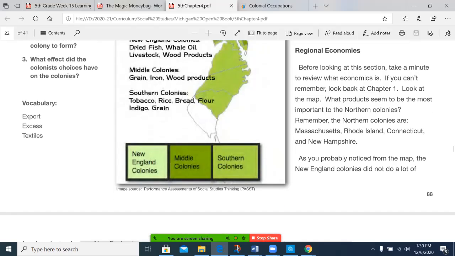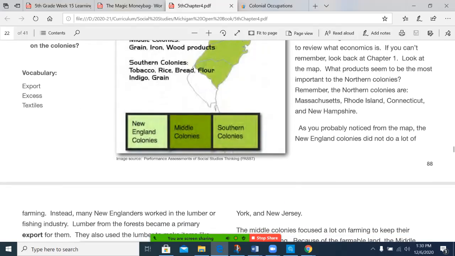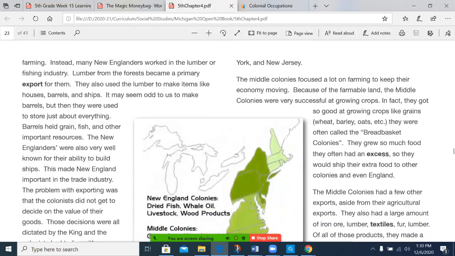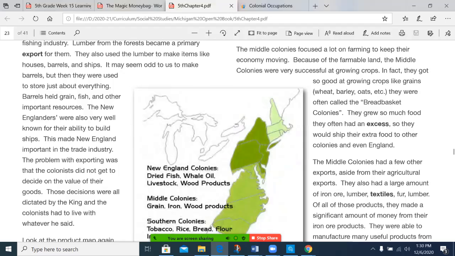As you probably noticed from the map, the New England colonies did not do a lot of farming. Instead, many New Englanders worked in the lumber or fishing industry. Lumber from the forest became a primary export for them. They also used the lumber to make items like houses, barrels, and ships. It may seem odd to us to make barrels, but they were used to store just about everything. Barrels held grain, fish, and other important resources. The New Englanders were also very well known for their ability to build ships. This made New England important in the trade industry.